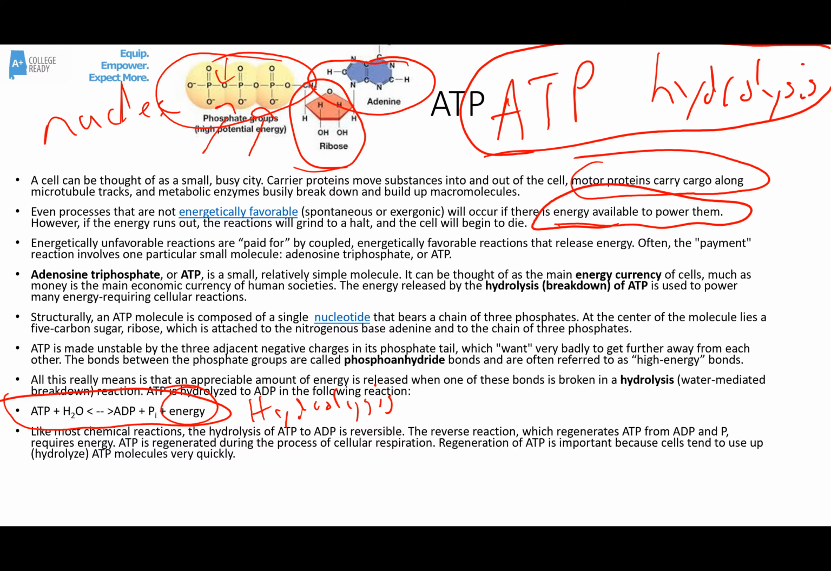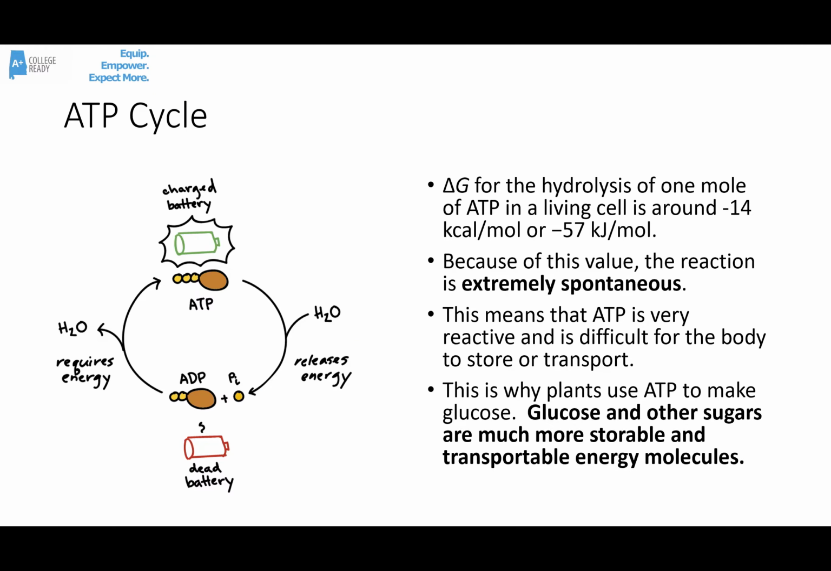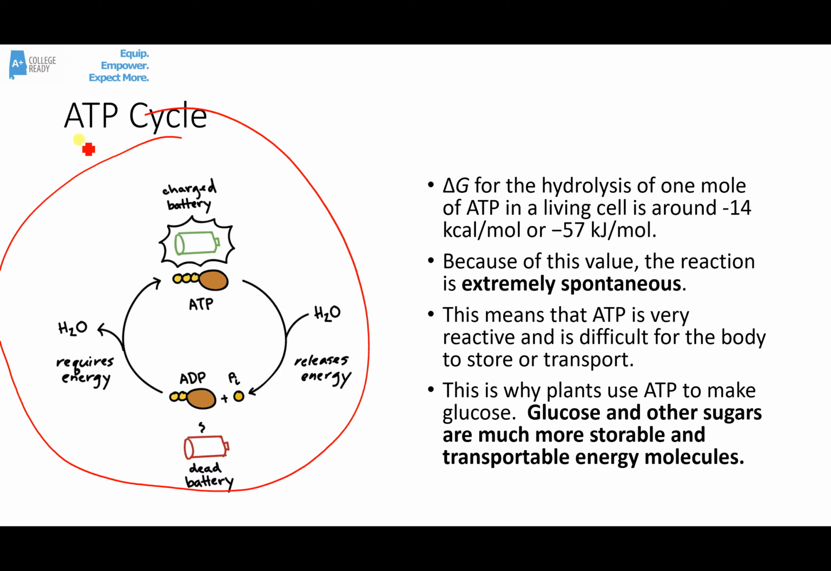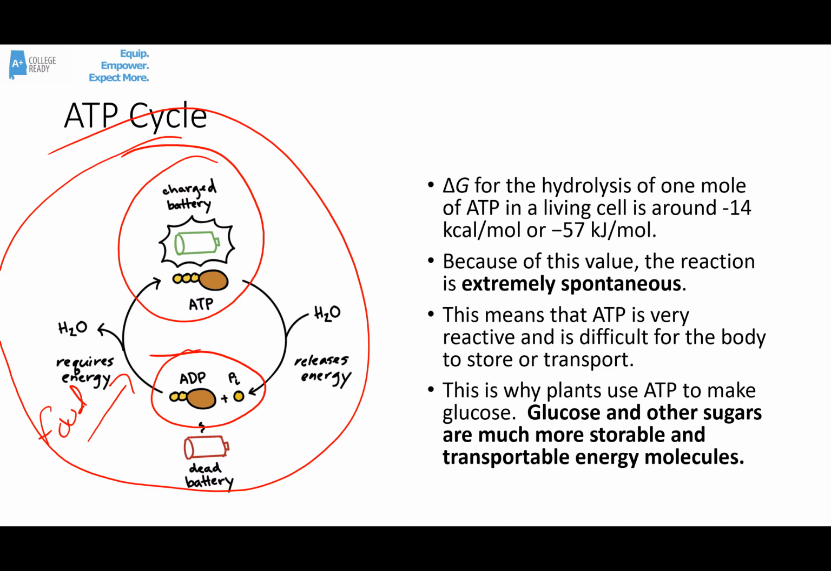Like most reactions, it's reversible. So cell respiration essentially makes this reaction go in reverse. Cell respiration takes ADP, energy from food, and uses it to make ATP. So here's what we call the ATP cycle. Let's think of ADP and P as a dead battery. Energy is put into those from food during cell respiration, water's released, and we get a charged battery. We get ATP. So this is what's happening in cell respiration.